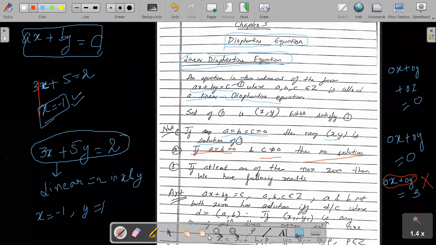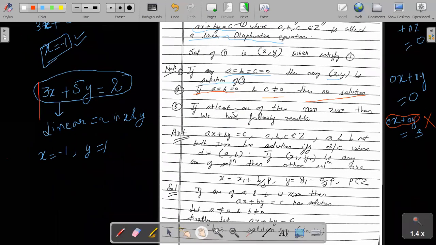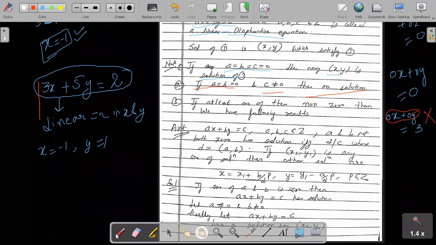So if you see the next article, right? In this chapter, there is only one article, this article. This article's proof has been asked in the exam, so please do this article sincerely. So you see what this article says: AX plus BY is equal to C, where A, B, C are integers and A and B are not both zero. Because if both are zero, we have already considered those cases above. So suppose one of them is not zero, has a solution.